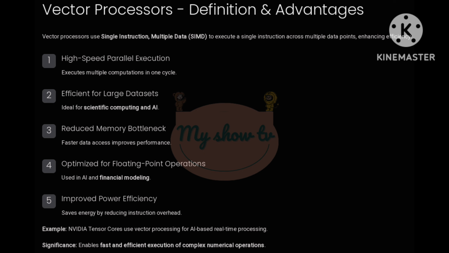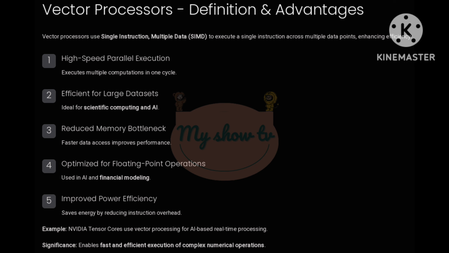1. High-speed parallel execution. Vector processors execute a single instruction across multiple data elements at the same time. This reduces the time required for repetitive calculations. Example: instead of multiplying numbers one by one, a vector processor can multiply an entire array in one go. 2. Efficient for large datasets. Works well with big data, simulations, and deep learning applications. Used in weather forecasting models that process thousands of data points simultaneously.